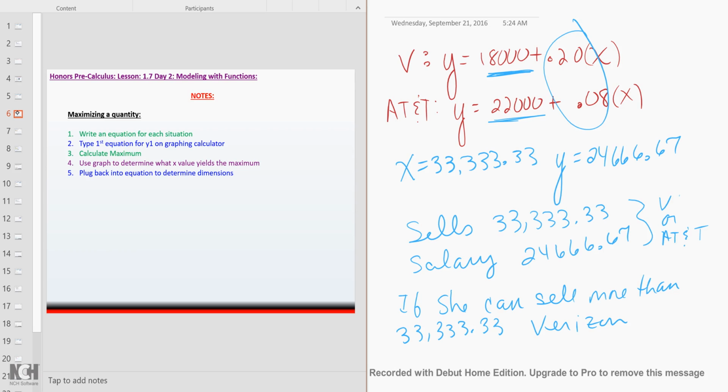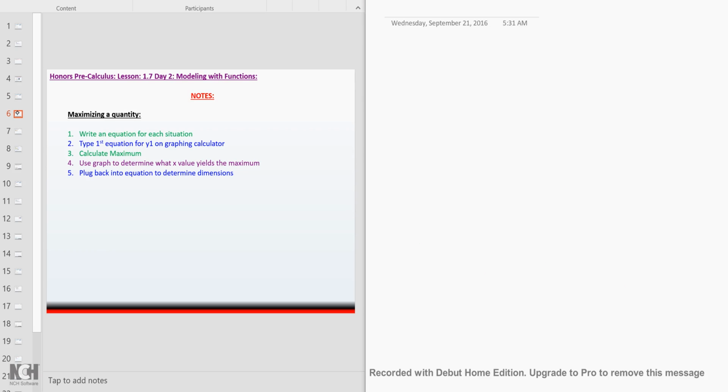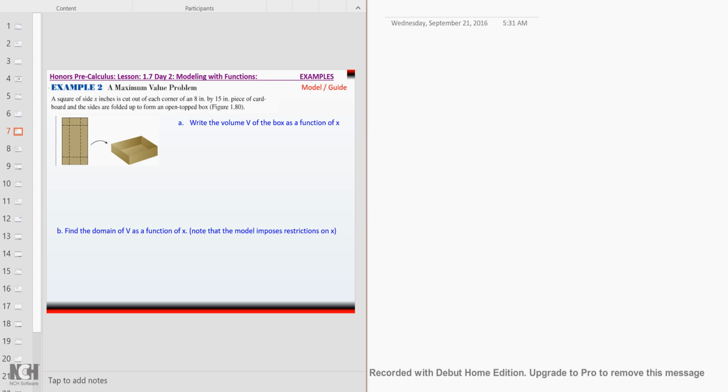Alright, maximizing a quantity. When you're maximizing a quantity, you need to either get an equation or write an equation, type it into the calculator, and then use the maximum function to calculate the maximum. So on this next one, it says a square of side x inches is cut out of each corner of an 8 by 15 piece of cardboard.